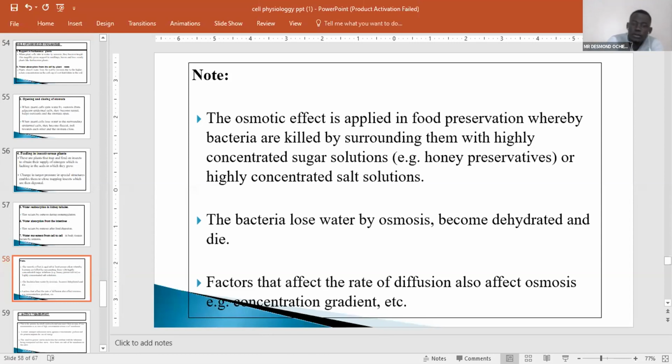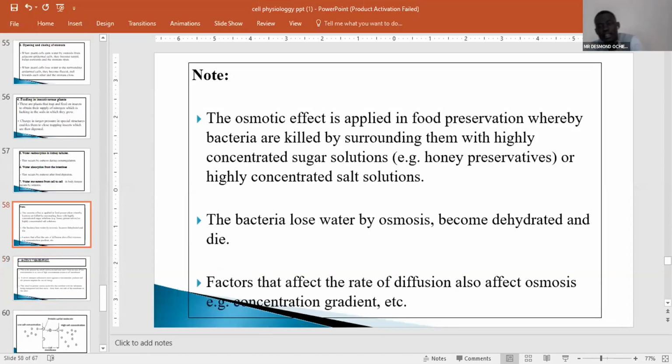Okay. So the next thing that I want us to look at very fast are the factors which affect the rate of osmosis. I'll just mention this because we had looked at most of them when we were looking at the factors affecting the rate of diffusion. Factors that affect the rate of diffusion, such as concentration gradient, also affect the rate of osmosis, okay? And these factors include, number one, concentration gradient.